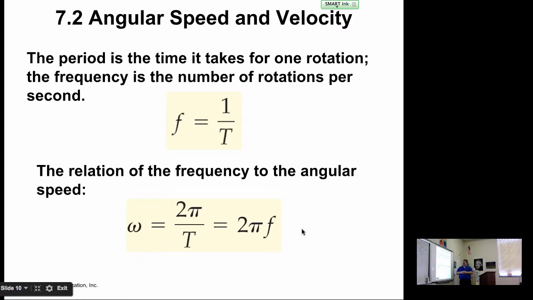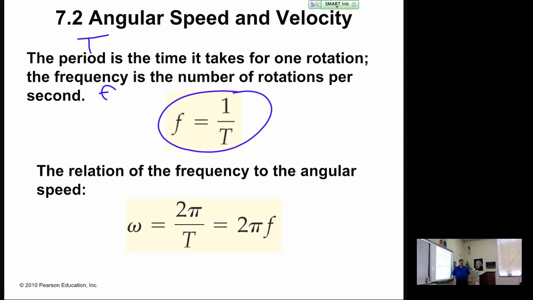So the period is the time that it takes for one rotation, and the frequency is the number of rotations per second. So the period t, we always represent that by a capital T, and the frequency f has a mathematical relationship. And the relation of the frequency to the angular speed is this right here.